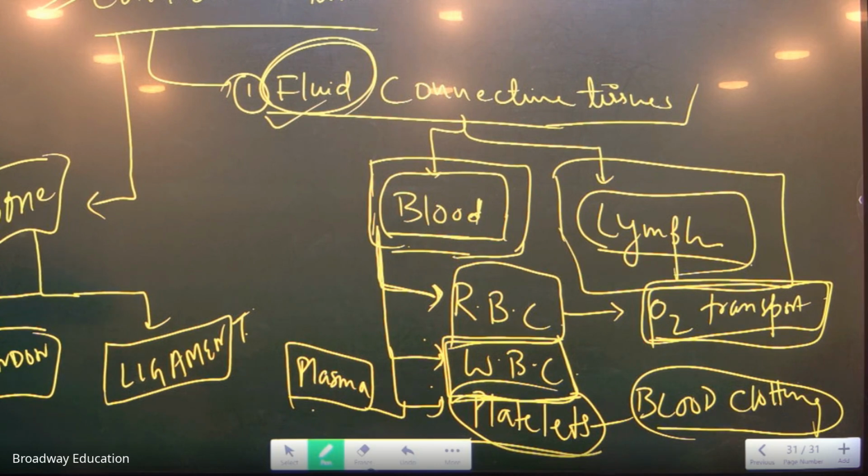Iron. Iron is responsible for O2 transport. Understood? Magnesium is an element which is important for chlorophyll. Calcium is most important for the clotting of blood. Understood? Yes, no. So now you'll never forget.